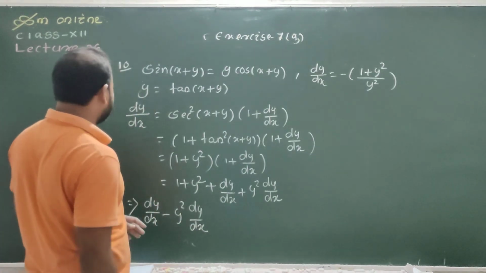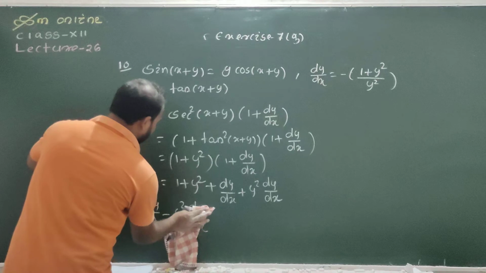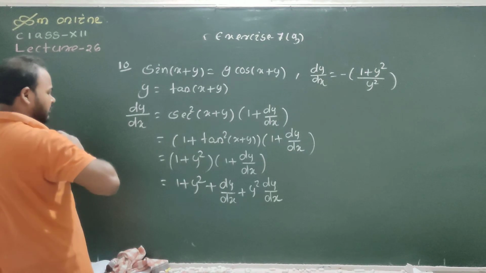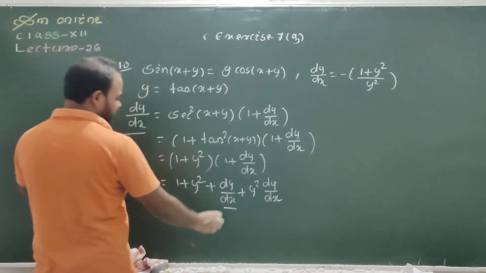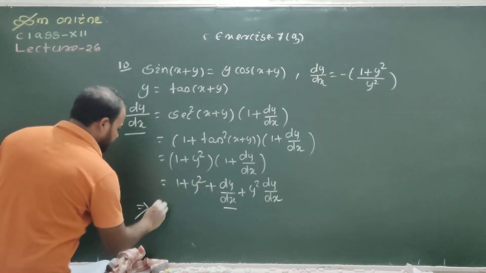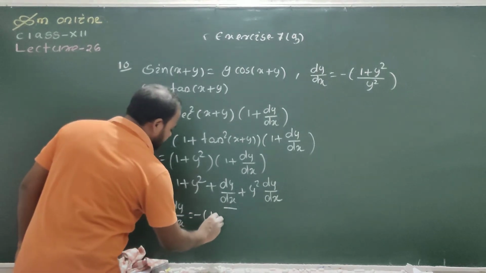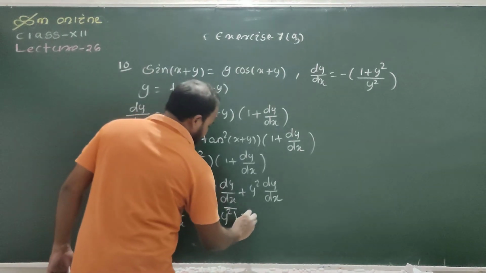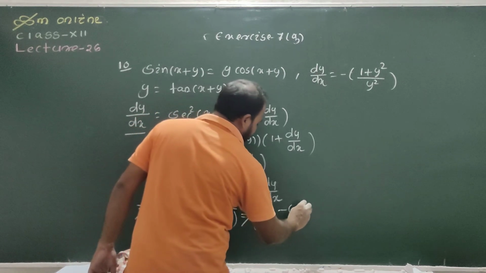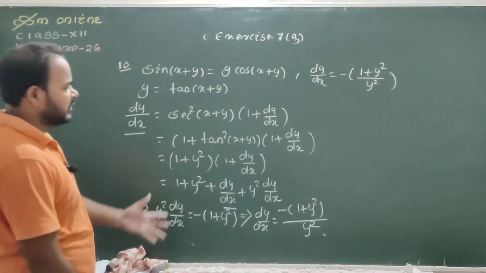Okay. Sorry. One dy by dx is cancelled. Here one dy by dx term is cancelled. This dy by dx and this dy by dx is cancelled. So here we get y square into dy by dx equal to minus of 1 plus y square, or implies that dy by dx equal to minus of 1 plus y square upon y square. Okay, this is the solution.